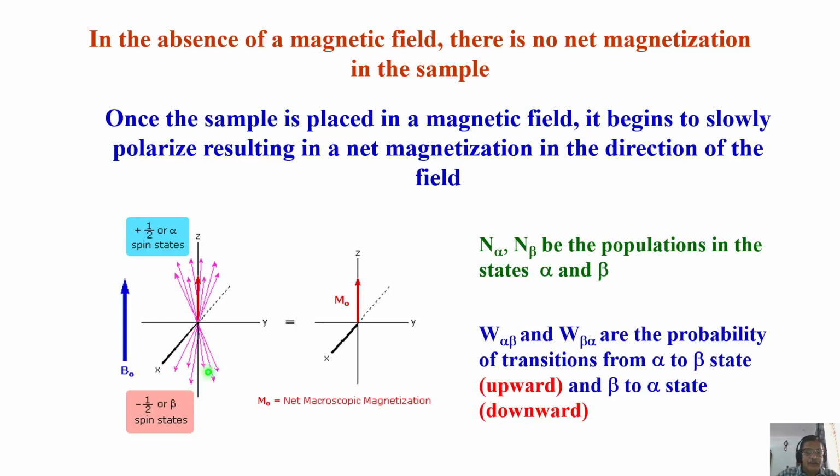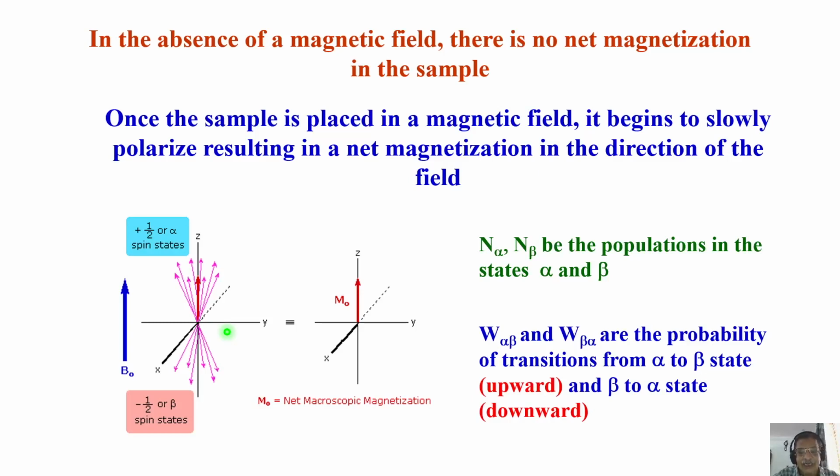So now there are two energy states, alpha and beta. There is more population in the lower energy state, the ground state, than in the higher energy state. So how did this population difference occur? We should understand that conceptually: how did this spin population difference occur as soon as you put the sample in the magnetic field?